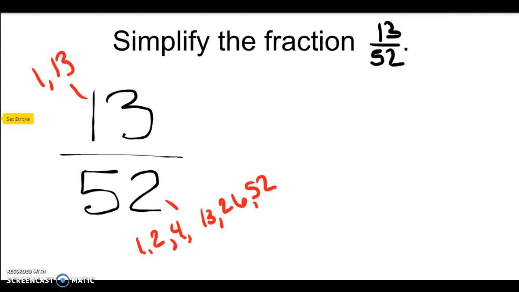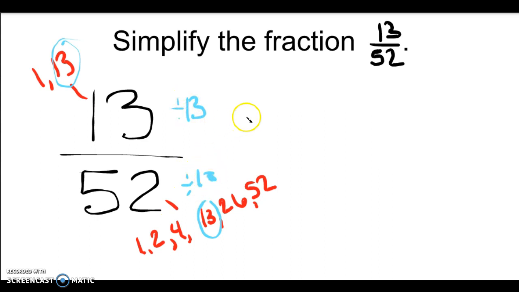Now there could possibly be some factors that I've missed, but really I was on the hunt for the number 13, right? Because that's the only factor that 13 gave me to work with. Okay, so 13 goes into 13 and it goes into 52. So we're going to divide the top number and the bottom number by 13.